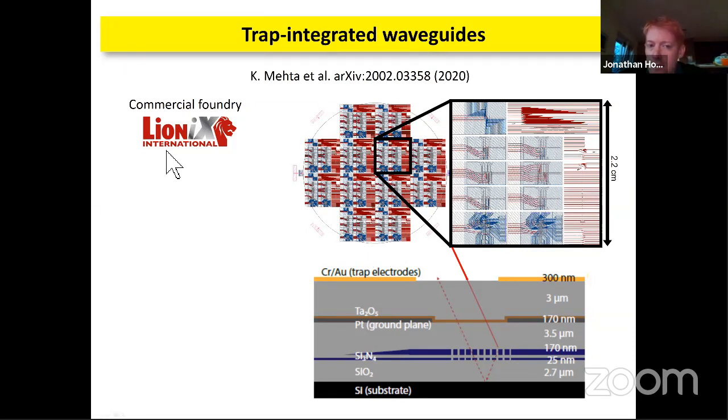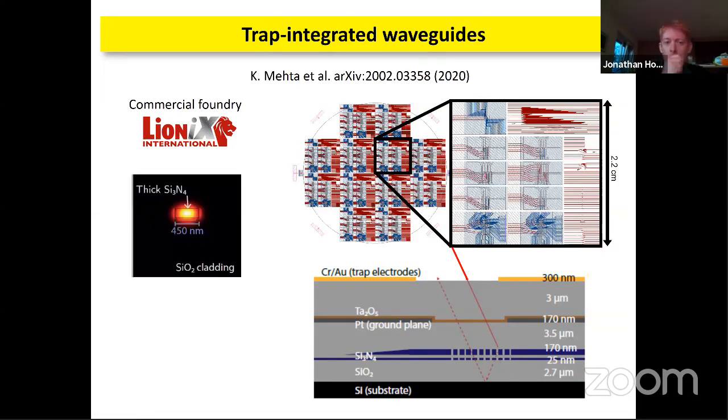So a key technology that these guys had was this double layer use of silicon nitride. And so let me just tell you a bit about why that's important. So here's a waveguide, and what you see in the square is where the silicon nitride is. It's about 450 nanometers long. And what we're showing in the background is the mode that's guided in that waveguide.